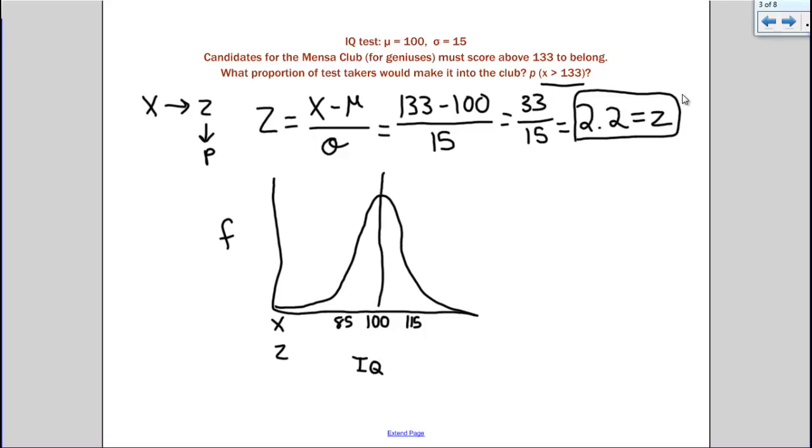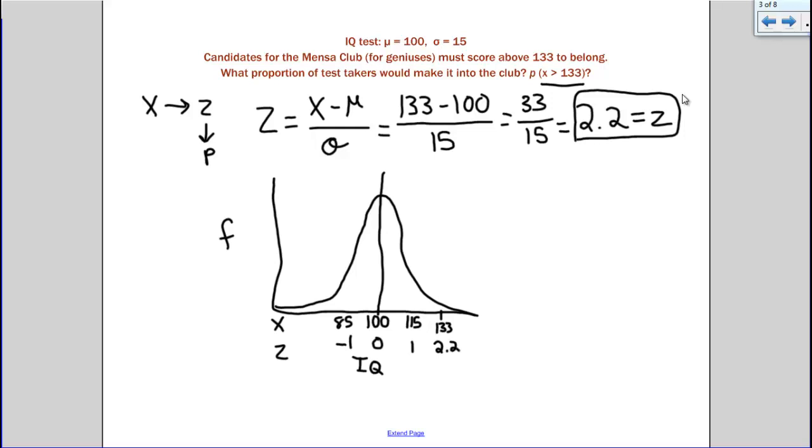Mean in the middle. And then remember, one standard deviation above is a z-score of 1. The mean is always 0. One standard deviation below is always a z-score of negative 1. And I'm going to plot my x is 133. It'd be like right here-ish. And we know that corresponds to a z-score of 2.2.